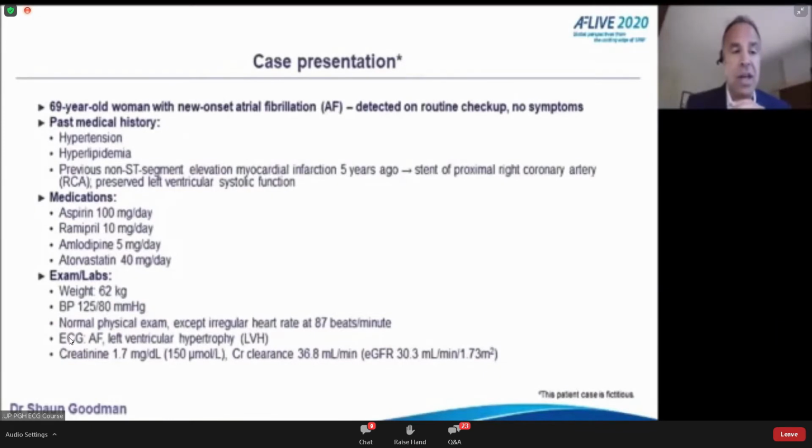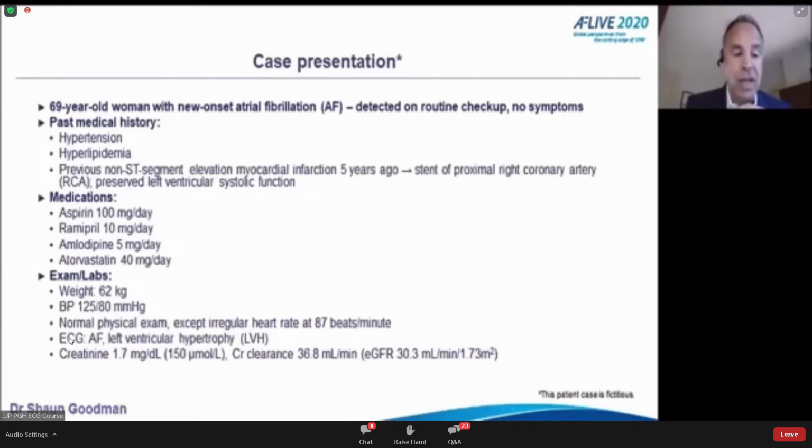So here's the case, a 69-year-old woman with new onset atrial fibrillation that was detected on routine examination. She's actually asymptomatic from an atrial fibrillation perspective. Her past medical history is remarkable for hypertension, hyperlipidemia, and she experienced a non-ST segment elevation myocardial infarction approximately 5 years ago, which was managed with a stent in the proximal right coronary artery. She has relatively preserved left ventricular systolic function and currently takes aspirin, ramipril, amlodipine, and atorvastatin, with the doses noted on the slide.